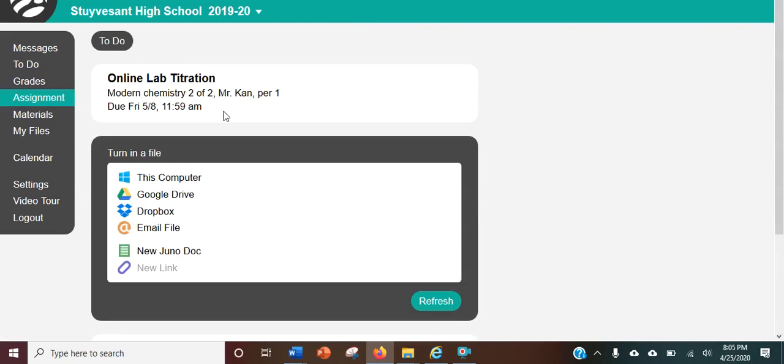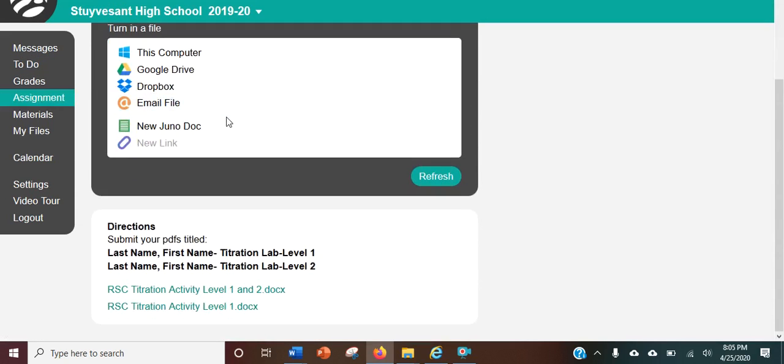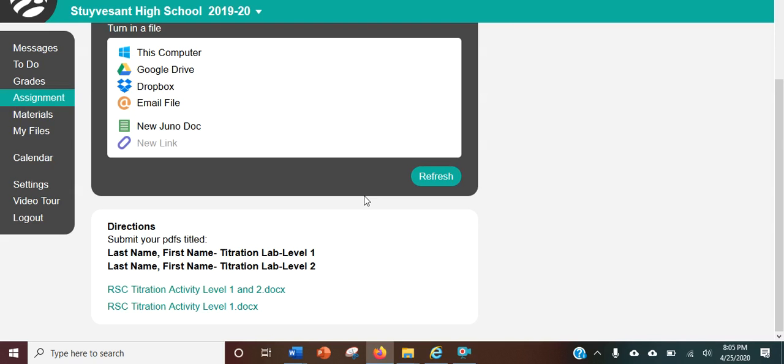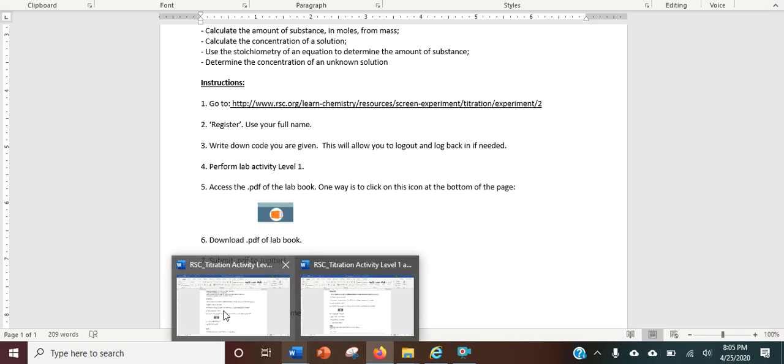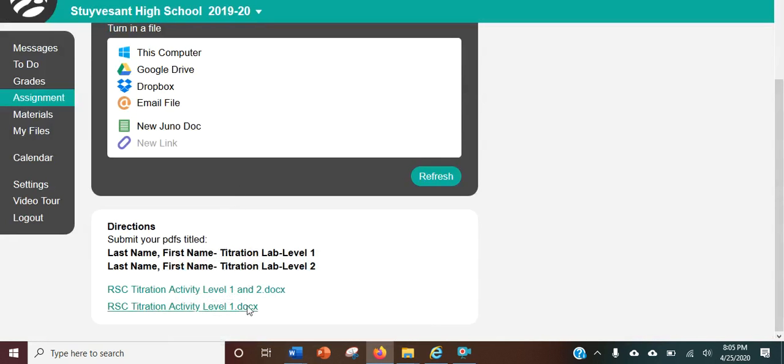It should bring you to this page. Scroll all the way down and you'll see two links for two Word documents. Click both of them and download both of them. So there's two documents because there's two parts to this titration lab. So we're going to first go over level 1 and then I'm going to go over level 2.